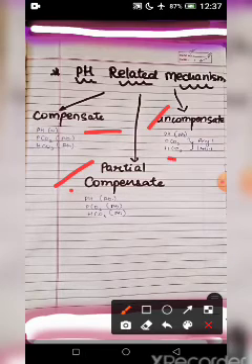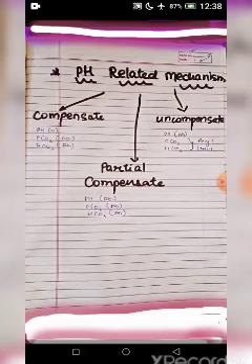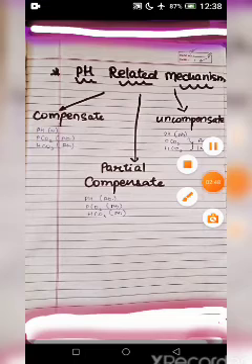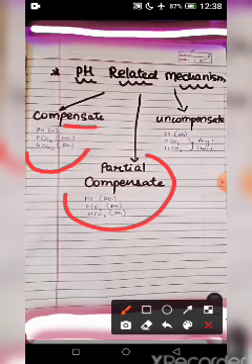Next, in partial compensation, all three values, pH, PCO2 and HCO3, will be abnormal. Next, in case of uncompensated, pH will be abnormal, and of the CO2 and HCO3 levels, one value will be normal and one value will be abnormal. So this is about compensated, partially compensated and uncompensated. Again I will repeat: in case of compensated mechanism, pH will be normal, and both CO2 and HCO3 are abnormal. In case of partially compensated, all three, pH, HCO3 and partial carbon dioxide, the triplet, are abnormal. And in uncompensated, pH will be abnormal and one of the two values will be normal. Understood?